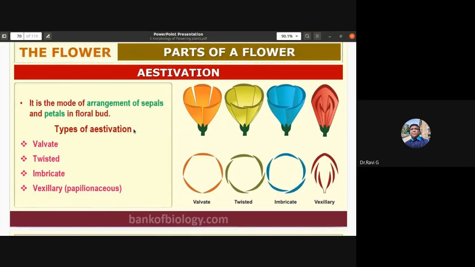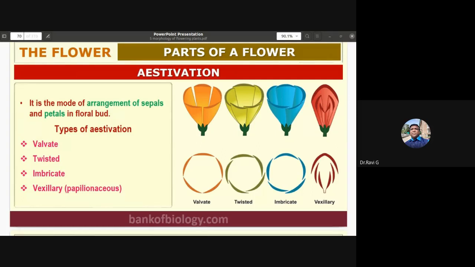There is also one more, quinquential estivation, which they have not included here. So there are four types of estivation: valvate, twisted, imbricate, and vexillary. See, if you take the section of the bud, and if sepals or petals exhibit this condition.